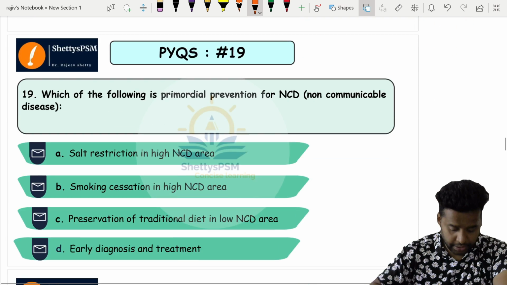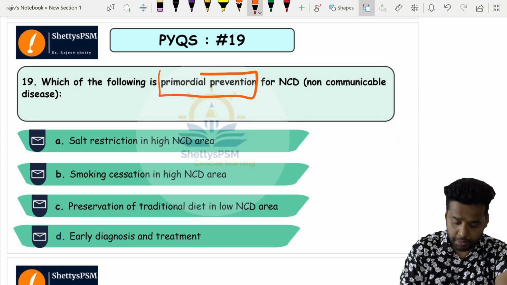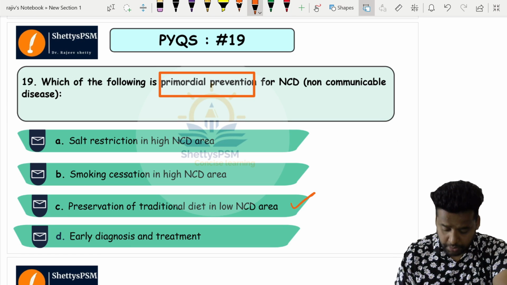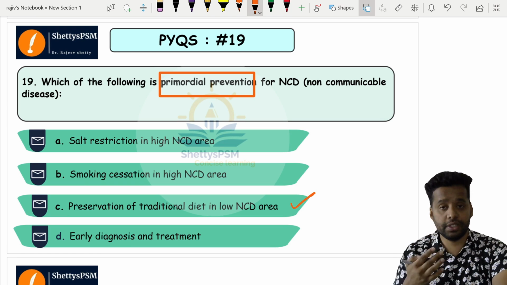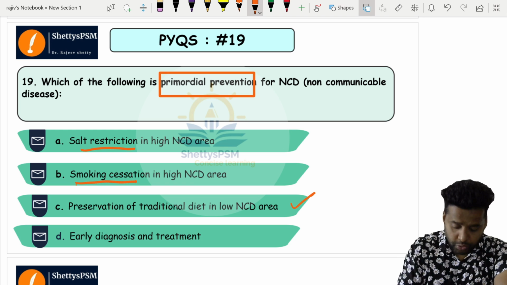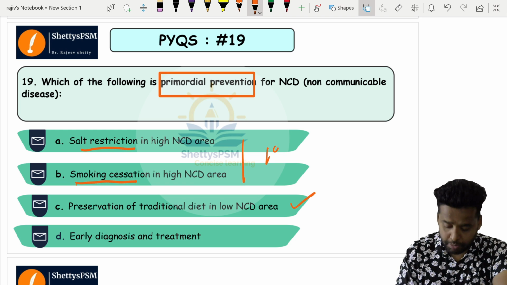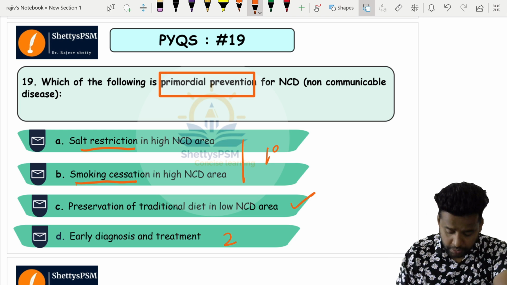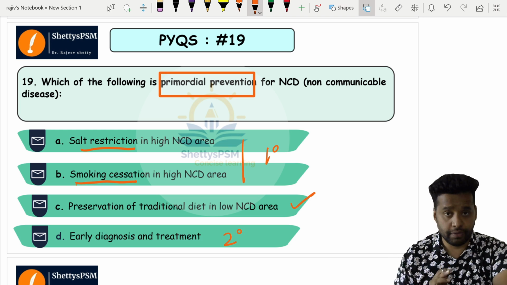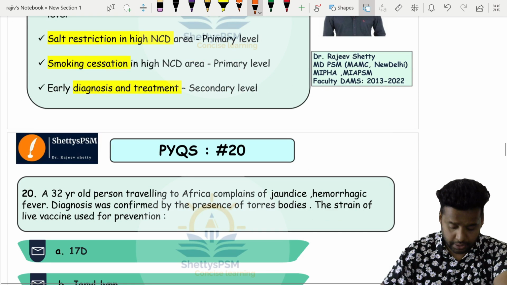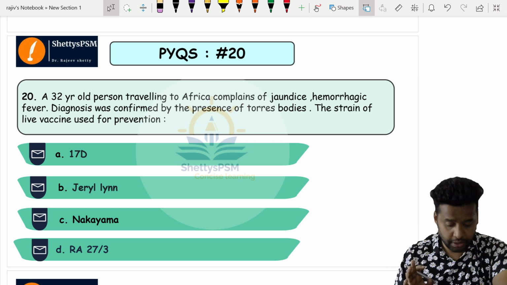Which of the following is primordial prevention, that is preventing the risk factor? Answer is preservation of traditional diet in a low NCD area. Means you are preventing the onset of risk factor. Salt restriction, smoking cessation, all this will come under primary level, where there is risk factor modification. Early diagnosis is under secondary level. Primordial level is preventing the onset of risk factors, preserving the diet in a traditional way.